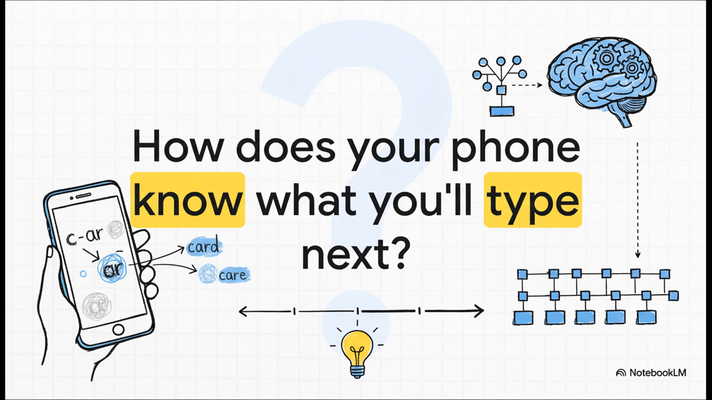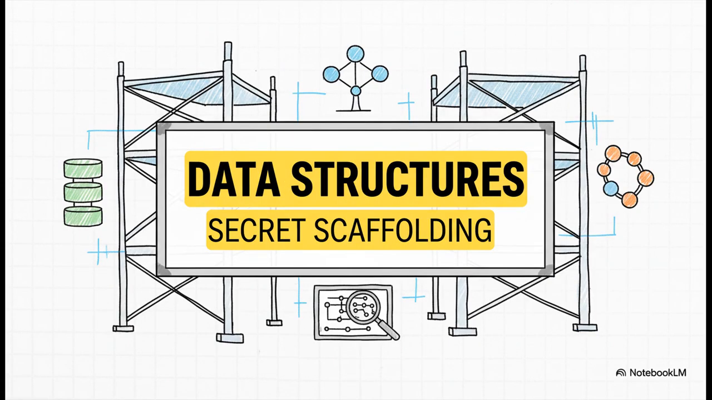You start typing CAR, and boom, your phone instantly suggests card or care. How on earth does it do that? Is it some kind of magic? A really, really lucky guess? Nope. That incredible speed is no accident. It's the result of some seriously clever engineering. And that, right there, is what we're here to unpack.